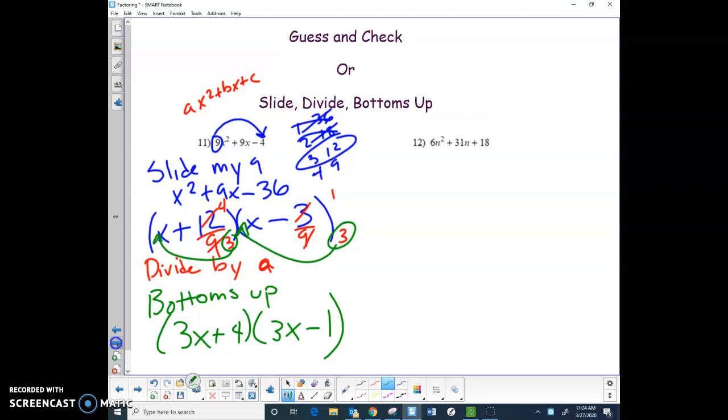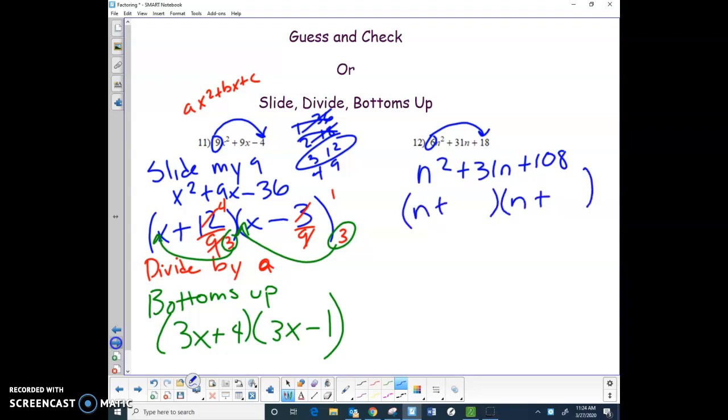We are going to slide our 6 over. So we're left with n squared plus 31n plus 18 times 6 is 108. All right, so now I need factors of 108 that are going to add to 31. So factors of 108 are obviously 1 and 108, 2 and 54, 3 and 36, and 4 and 27. All right, I could probably go on, but I'm going to stop there.